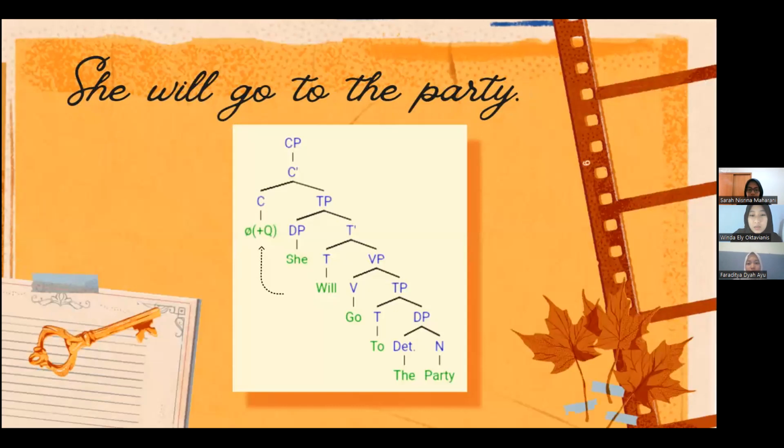In this slide, we can see the tree diagram of the sentence, she will go to the party. And we want to have a question, so we add the plus Q here to indicate a positive question. If C has a plus Q under it, it is asking for T to move up to C. And we end up moving will from T to C. As mentioned before, in a yes or no question, the auxiliary inverts with the subject. So now we have a question, will she go to the party?